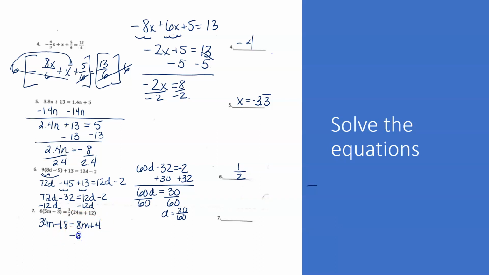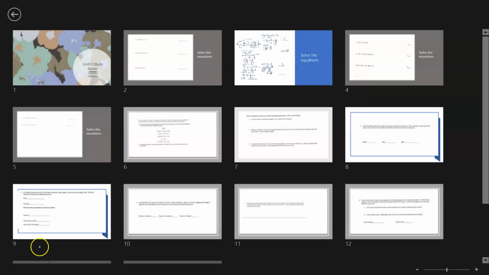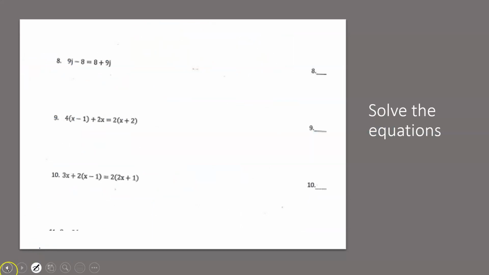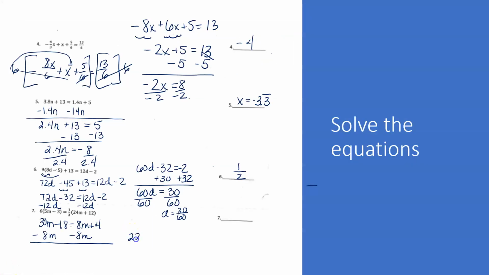I'm going to bring the variables to one side by subtracting 8m. So I have 22m minus 18 equals 4. I'm going to add 18. So I have 22m equals 22. I'm going to divide each side by 22. So m is 1.